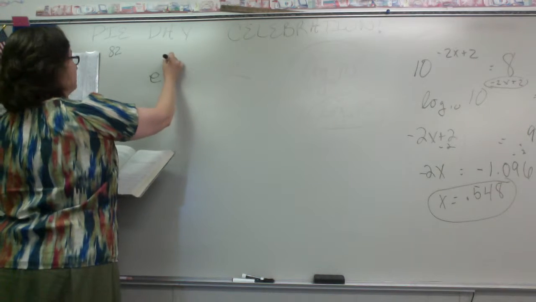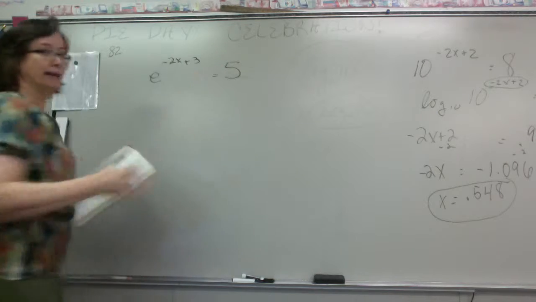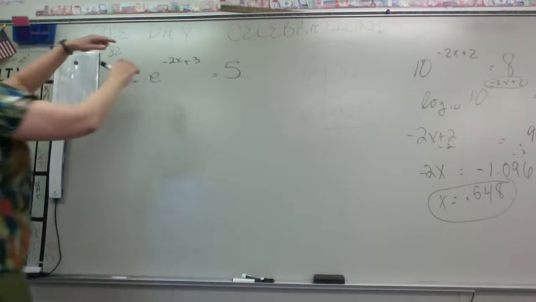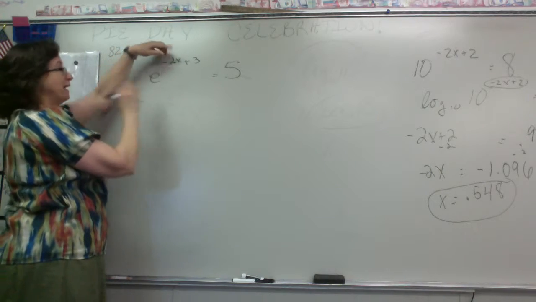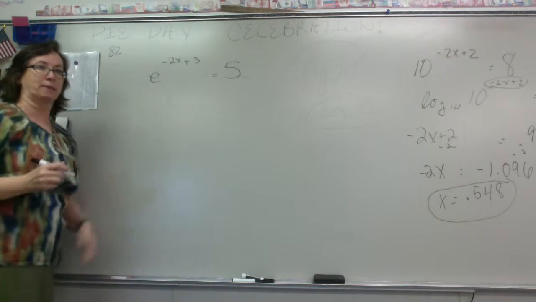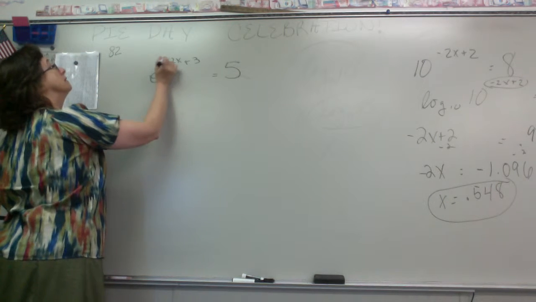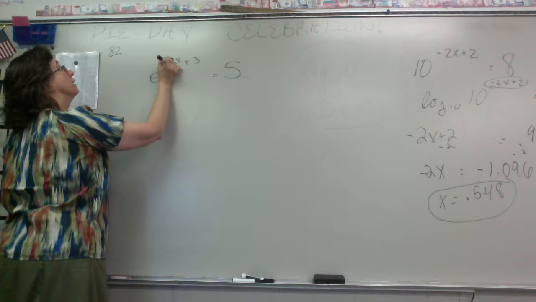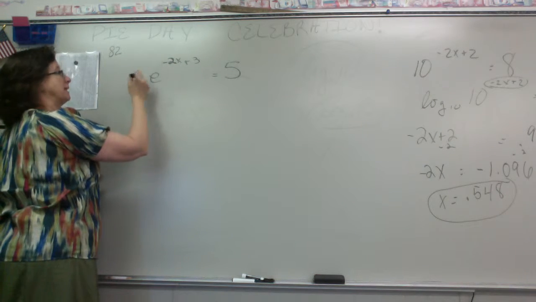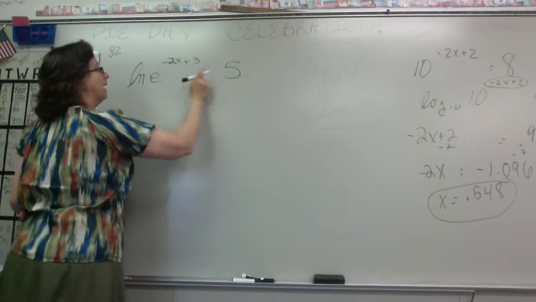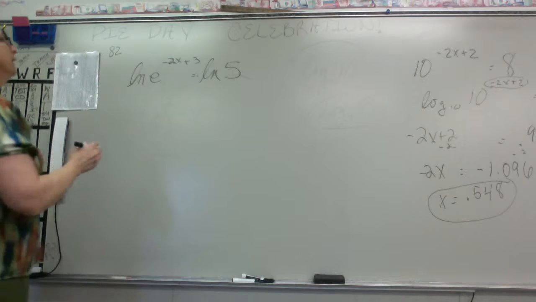e to the negative 2x plus 3 equals 5. So again, our exponent has our variable in it. So we've got to separate this e from the x. And the only way to do that is to do what? Take a log, or a natural log maybe? It's still a log, but we're going to take a log base e, right? Natural log, and on the other side, natural log. Whatever we do to the left, we've got to do to the right.